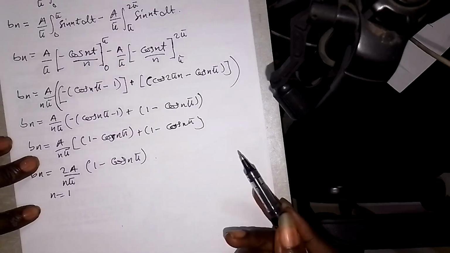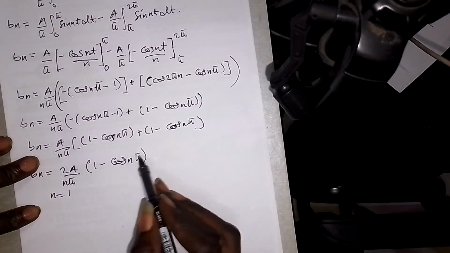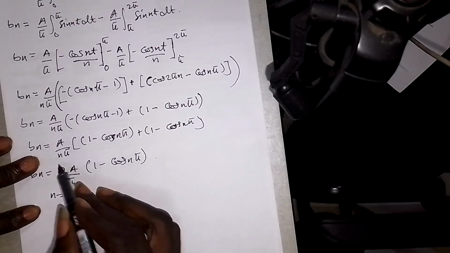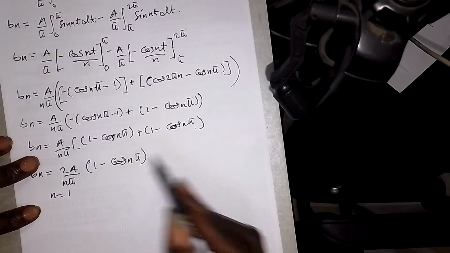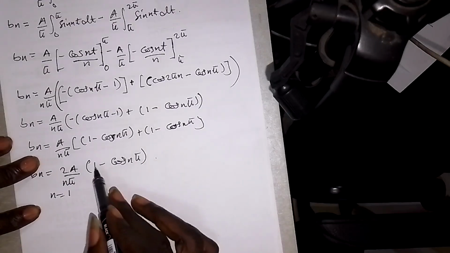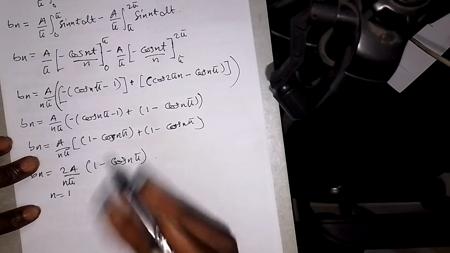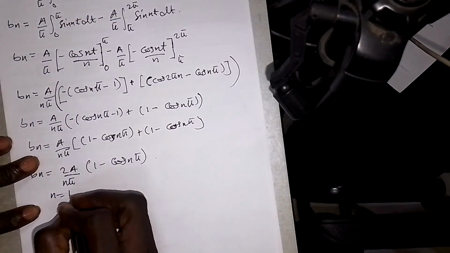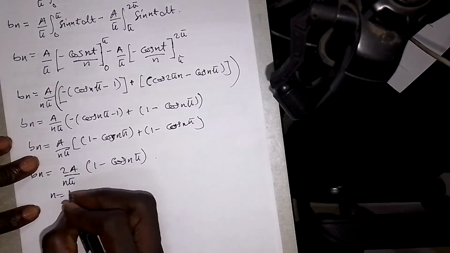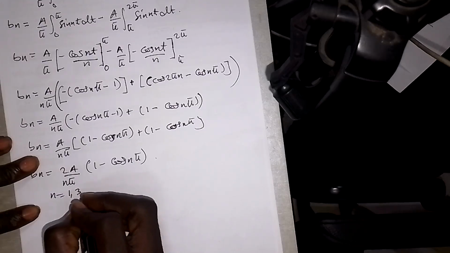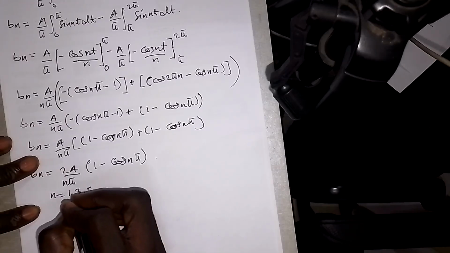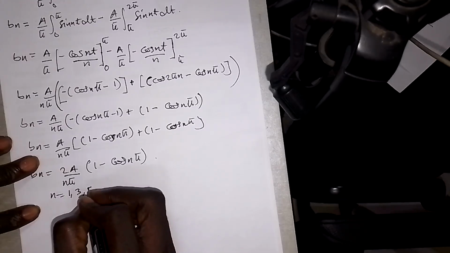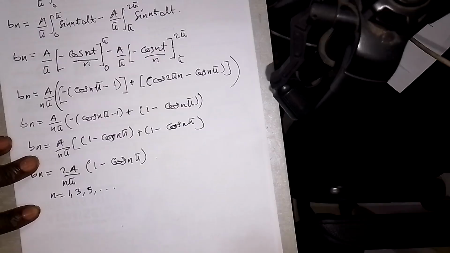Is minus 1. So 1 minus 1 will be 2. If n is equal to 4, the cosine value for cos 2 pi is 1. Then 1 minus 1 goes to 0. So n here will be odd: 1, 3, 5, and on and on.